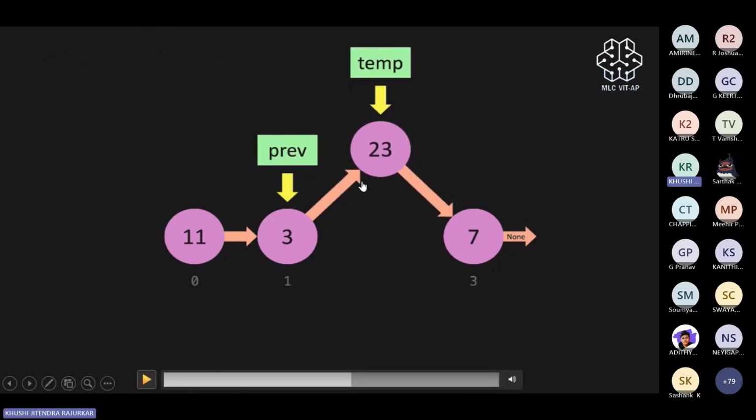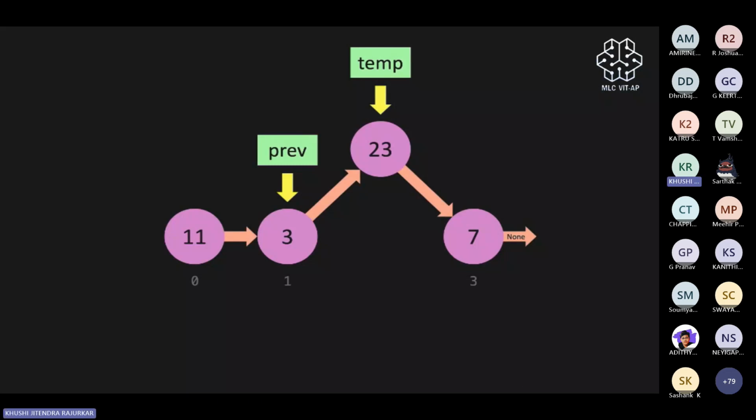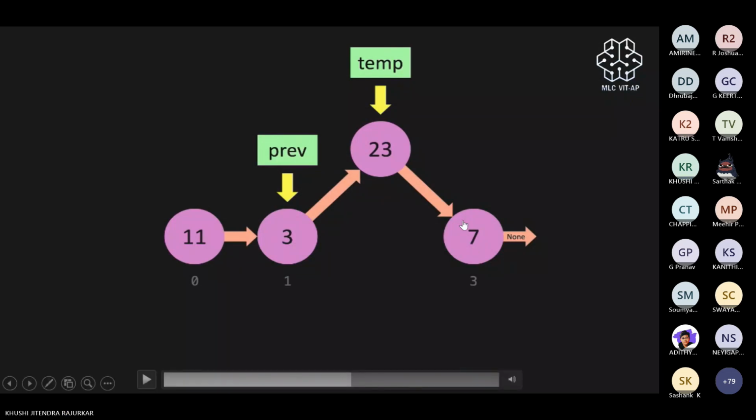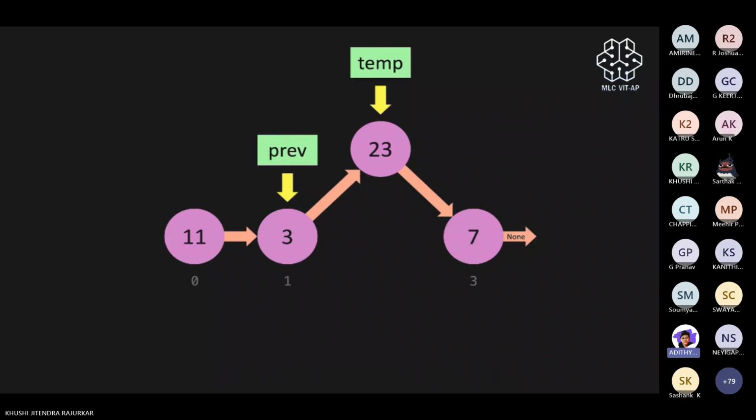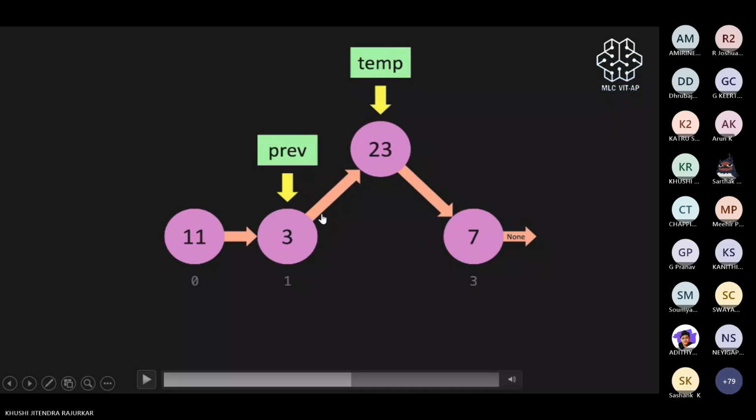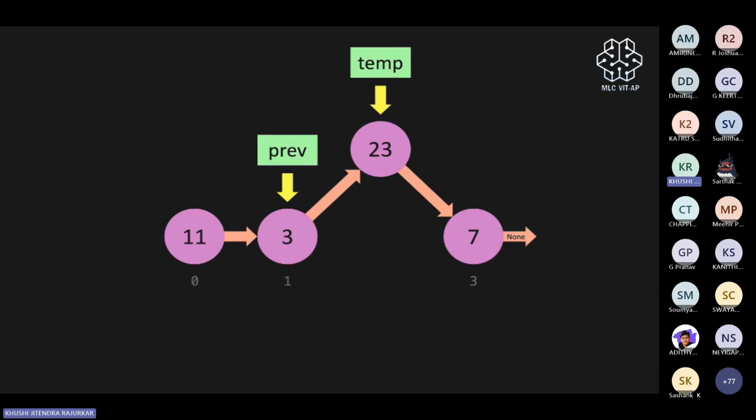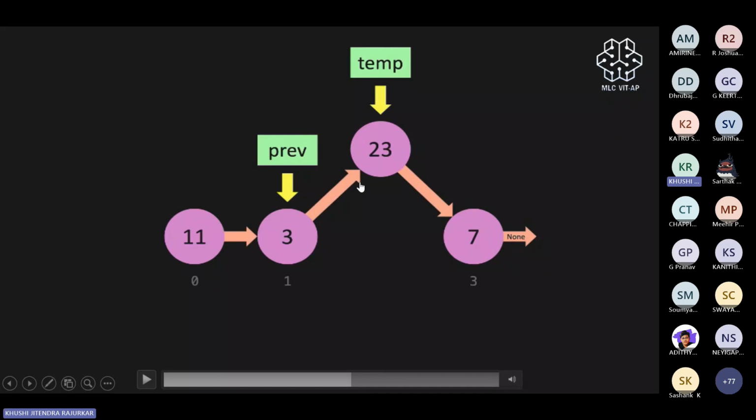Now, again, this would be very easy to do. Can anybody tell me what exactly we will be doing to remove this 23 node from our linked list? Can anybody send a code or give an answer? Temp.next is equal to prev.next. Okay. Any other answers? Previous.next equals temp.next. Temp.next equal to none.